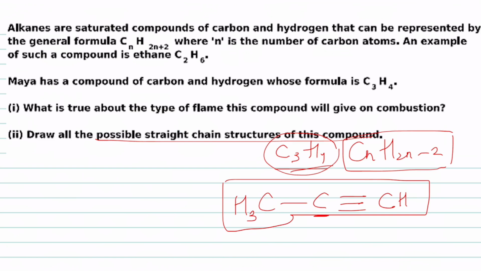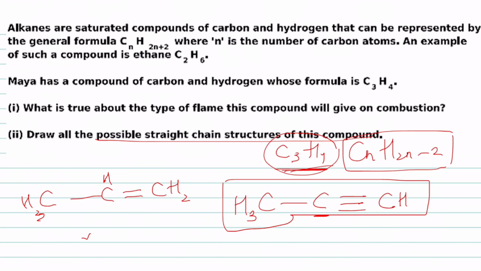But can there be another structure? Let's see. This is definitely unsaturated, so it has to have a minimum of one double bond. Now if we try to saturate this compound, we can put 2 hydrogens here, and 1 here and then 2 here, but that would increase the number of hydrogens. We can have only 4 hydrogens.